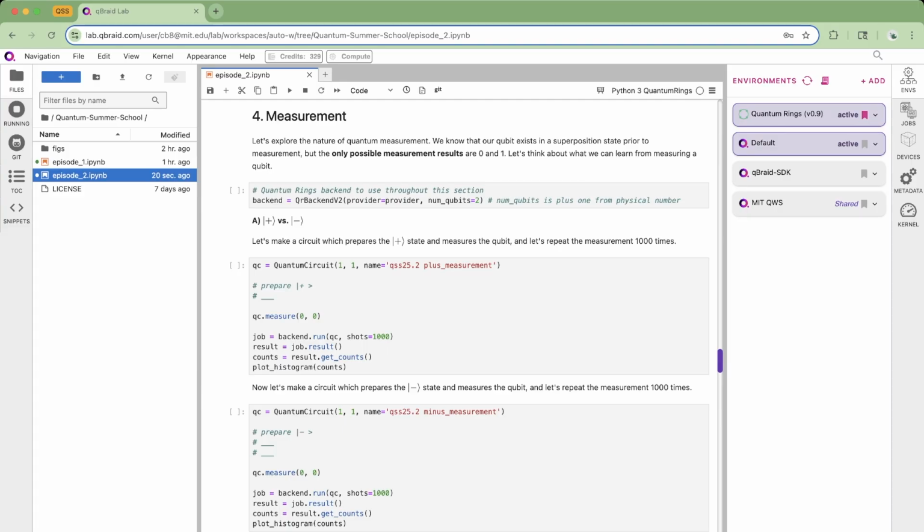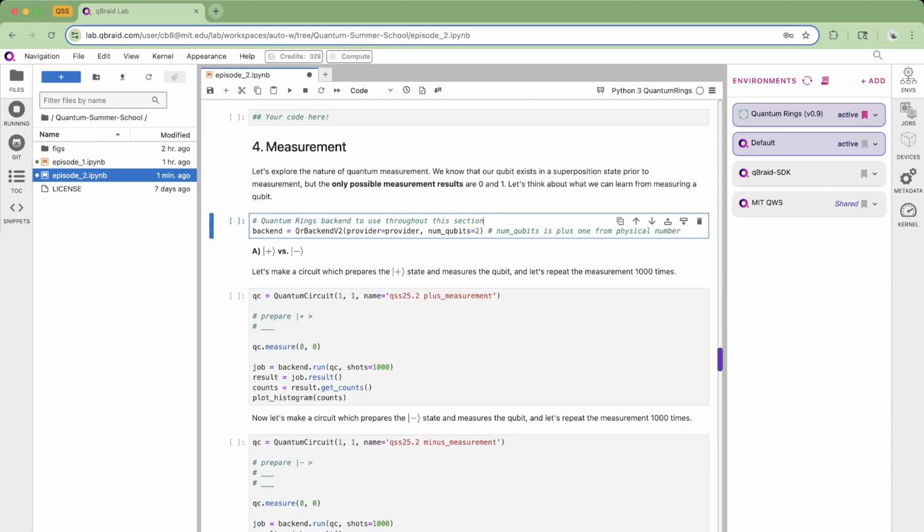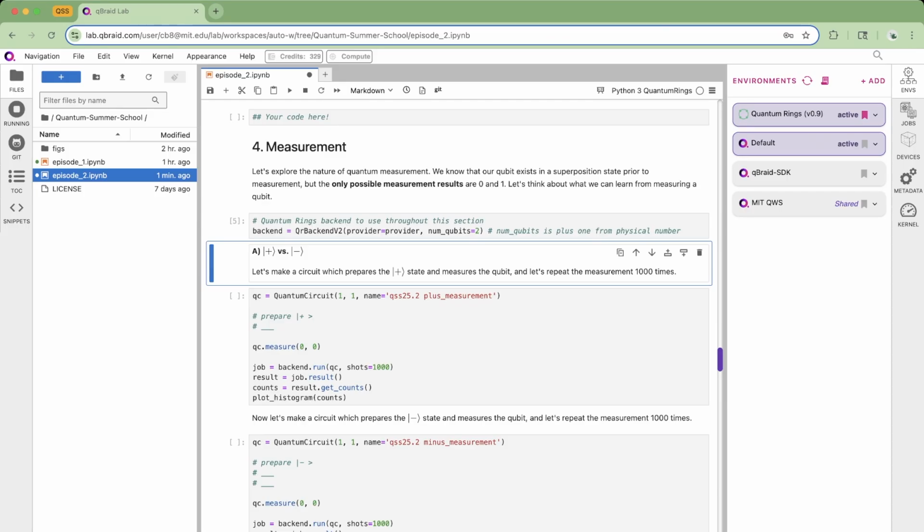Now let's explore the nature of quantum measurement. We know that our qubit exists in a superposition state prior to measurement, but the only possible measurement results are 0 and 1. So we need to think a bit carefully about what we can learn from measuring a qubit. First, let's load our backend, which we'll use throughout this section.